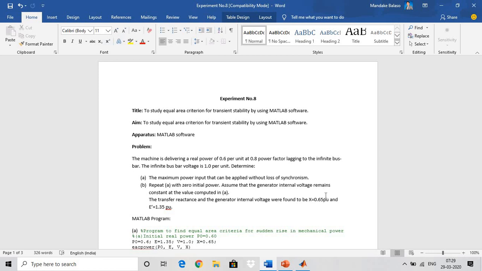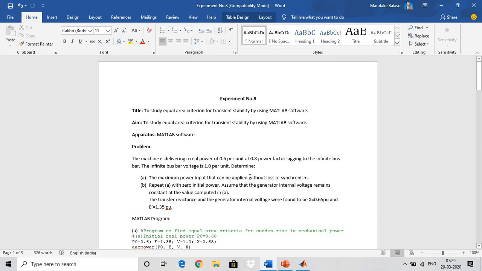So what is the example? The machine is delivering a real power of 0.6 per unit at 0.8 power factor lagging to the infinite bus bar, and the infinite bus bar voltage is 1.0 per unit. We have to determine the equal area criteria for two cases. In case A, we have to determine the maximum power input that can be applied without loss of synchronism.